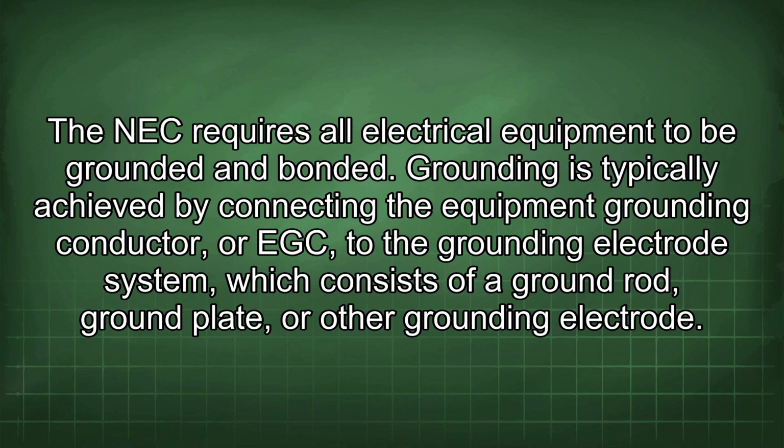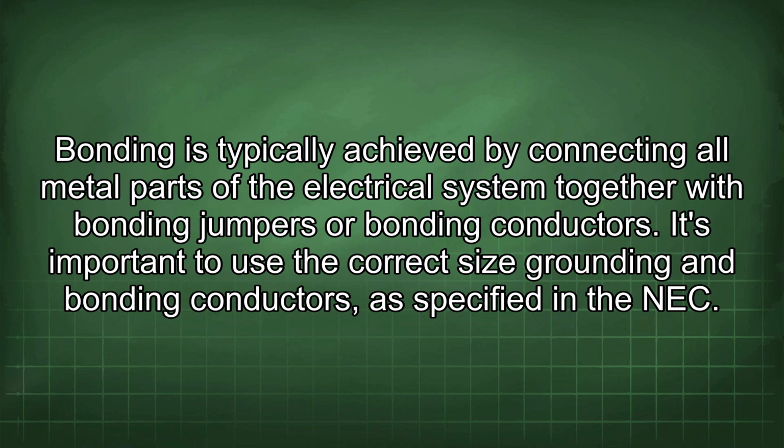Grounding is typically achieved by connecting the equipment grounding conductor, or EGC, to the grounding electrode system, which consists of a ground rod, ground plate, or the grounding electrode. Bonding is typically achieved by connecting all metal parts of the electrical system together with bonding jumpers or bonding conductors. It's important to use the correct size grounding and bonding conductors, as specified in the NEC.